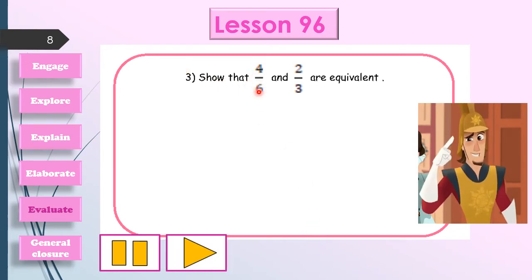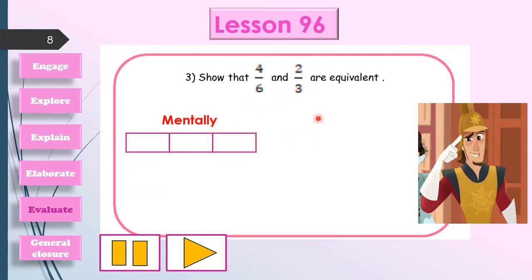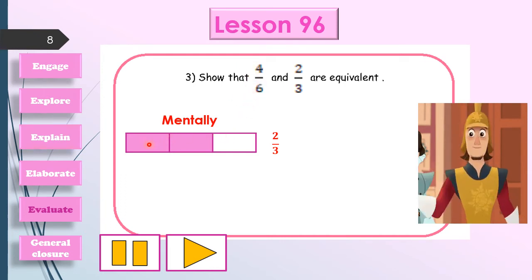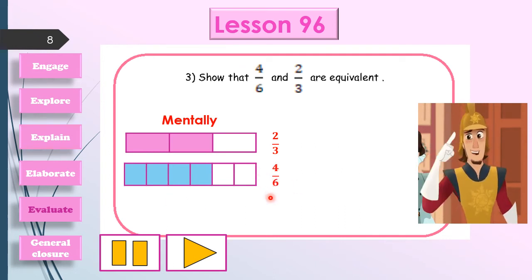Show that 4/6 and 2/3 are equivalent. First of all, we will begin with the smallest fraction, 2/3. Mentally, we will draw a fraction strip divided into 3 equal parts and color 2 parts only out of 3, and write down here 2/3. Then draw the bigger fraction, which is 4/6, a fraction strip of the same size as the first one, divided into 6 equal parts like this, and color 4 parts out of 6. And write down here 4/6.